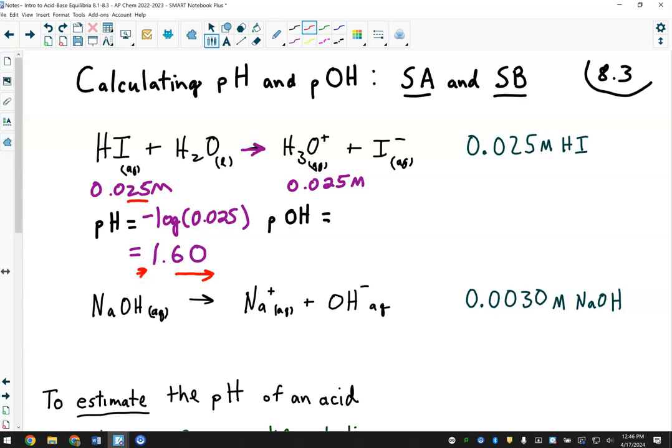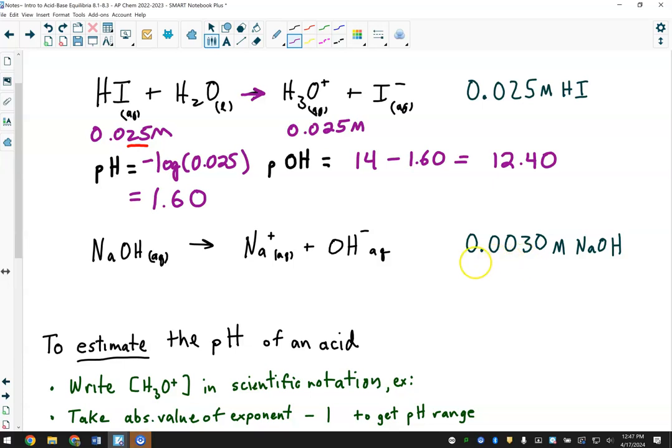Anyway, what would the pOH be? Well, 14 minus 1.60, or 12.40. Remember that? The pH plus pOH equals 14.